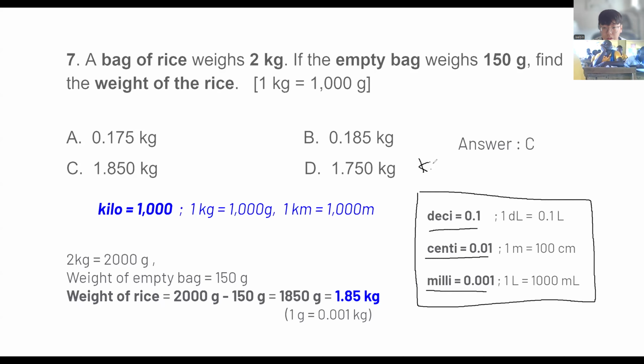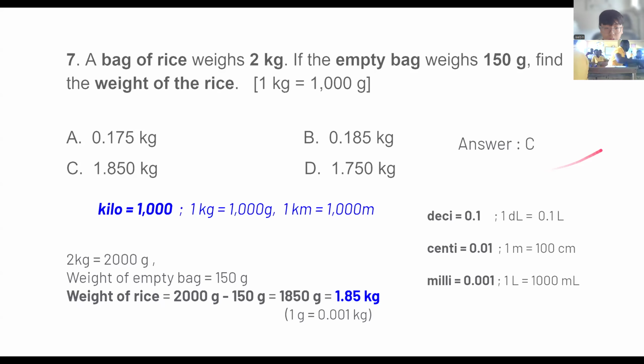So I'll write this too. Kilo is equal to 1,000. And the base unit is just 1. Deci is 0.1. Centi is 0.01. Milli is 0.001. Okay, so that was our unit question, question 7.